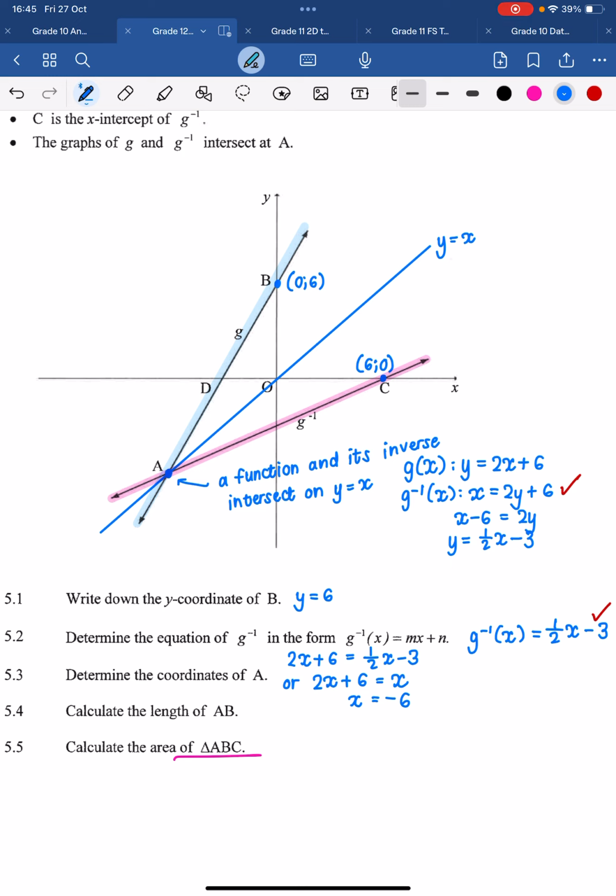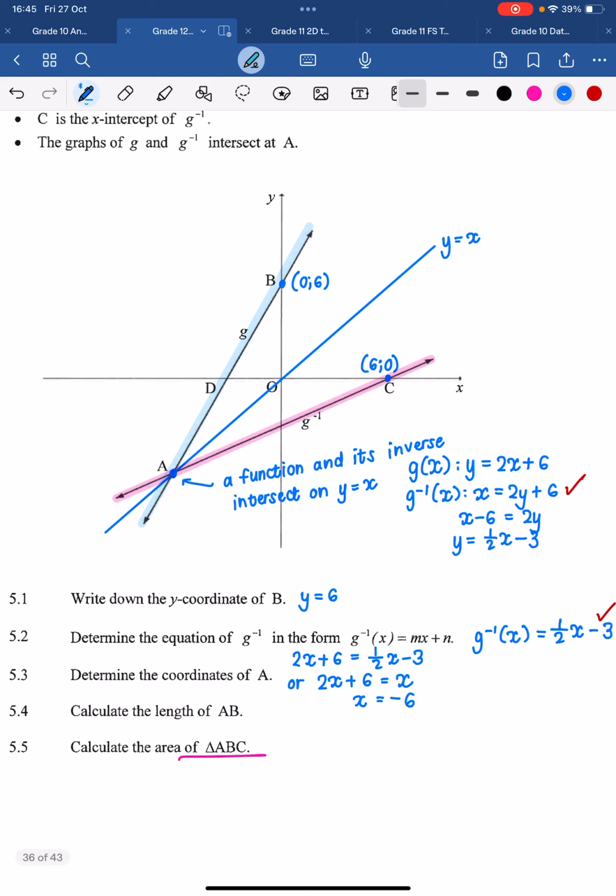5.3. Yeah, so 5.3, they're asking for A, which is the point of intersection of the two lines. So you can do this calculation. You can equate the two equations because we have the equation of the function and the equation of the inverse. Or if you remember that a function and its inverse intersect on y equals x, you can equate one of your two equations with y equals x. You could work with either one.